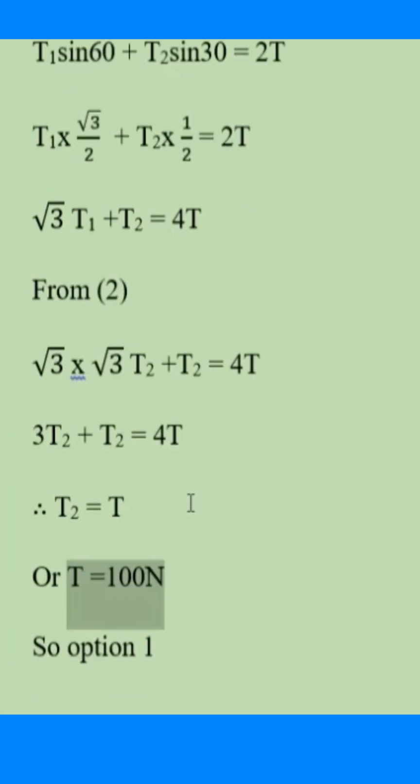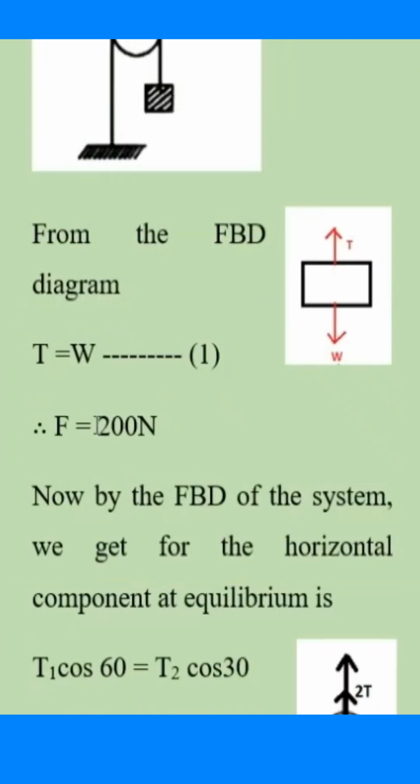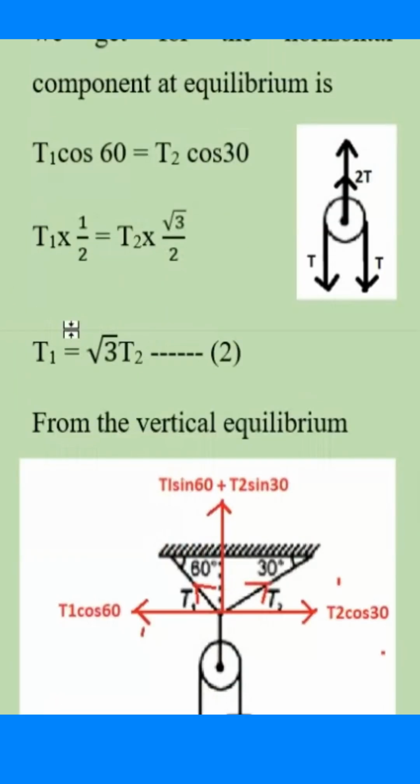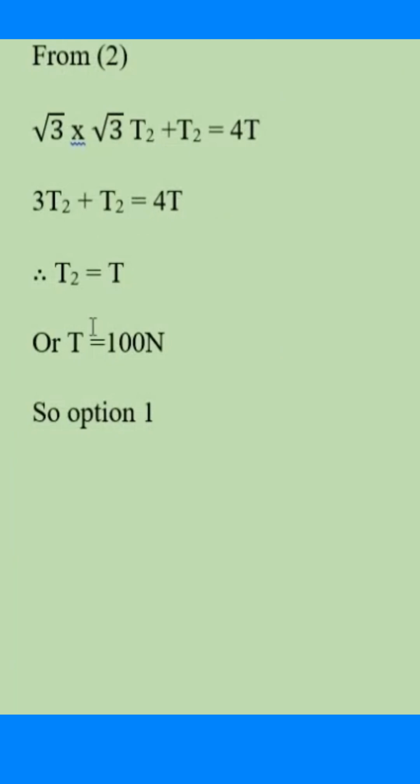Okay, here a small correction is there. Actually, F is equal to 100 Newton. 10 is given as the weight, not 20. So we can say that this force is nothing but our tension. So we will get T is equal to 100 Newton itself.